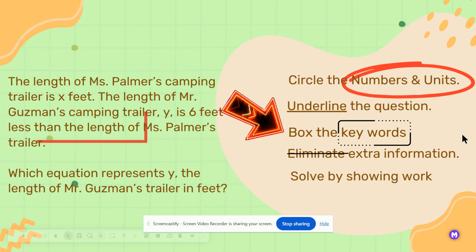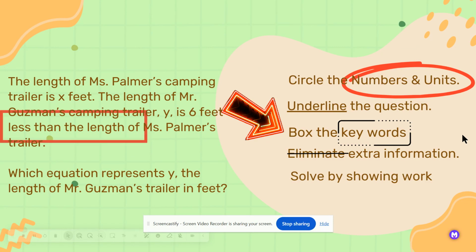So in this problem, it is less than the length. So the word less than is what is telling us how to solve our problem. So less than in this problem is going to tell us what type of math we're going to be using to solve our problem. So we go ahead and put a box around less than the length of.